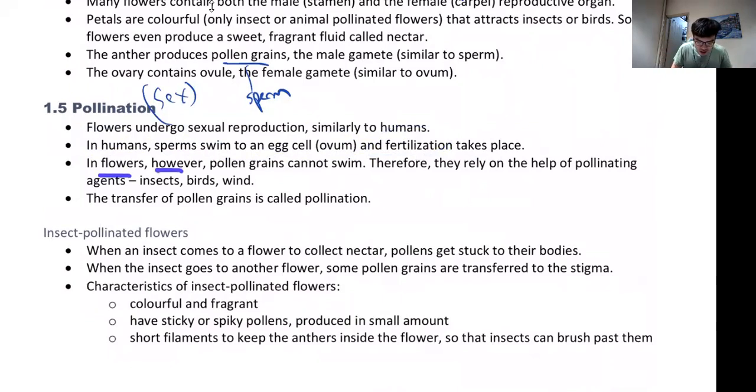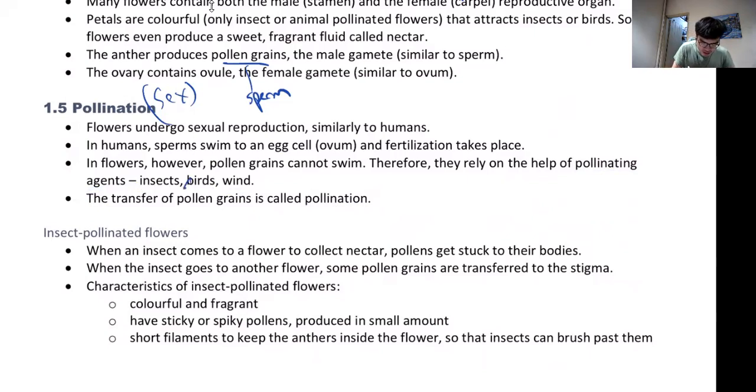In flowers, however, pollen grains cannot swim. Therefore, they rely on the help of a pollinating agent, which is insects, birds, or wind. Basically animals or wind. The transfer of pollen grain is called pollination. The transfer of your sperm to a female is called sexual intercourse, or copulation, whatever you want to call it. For plants, to transfer pollen grain to the stigma is called pollination. So they will rely on something called a pollinating agent, which is insects, birds, or wind.